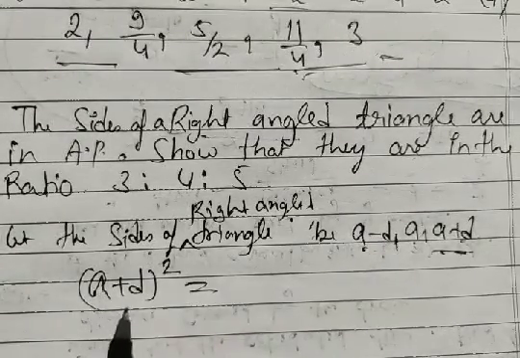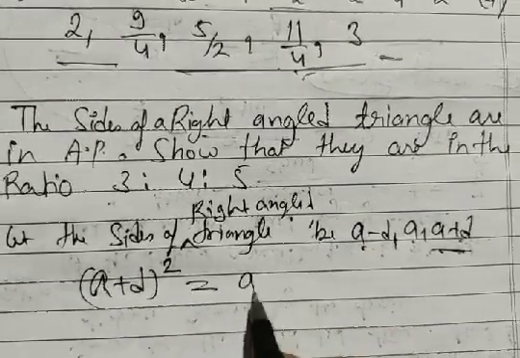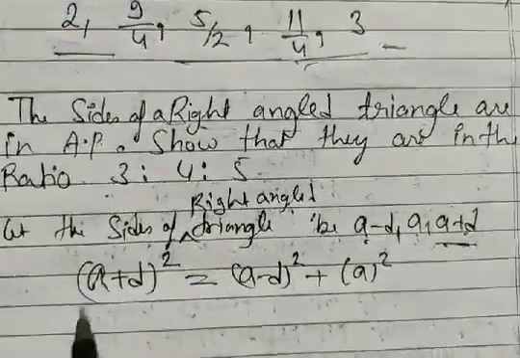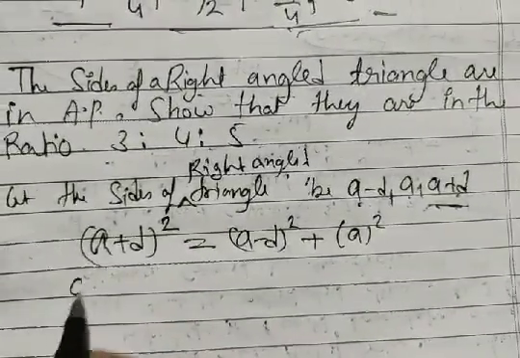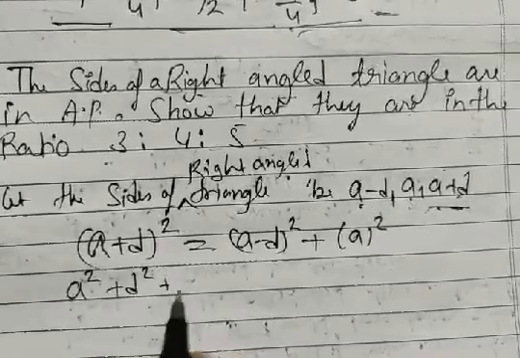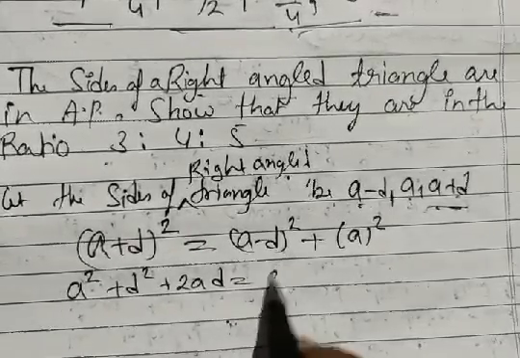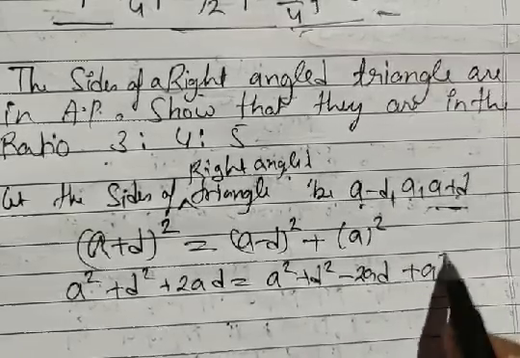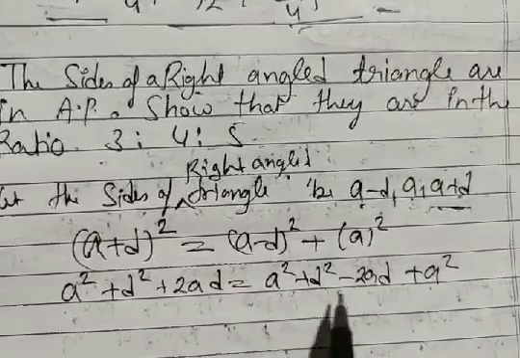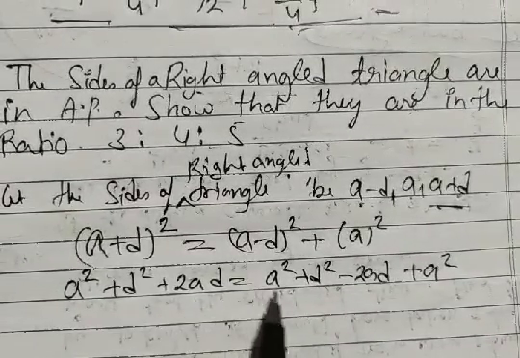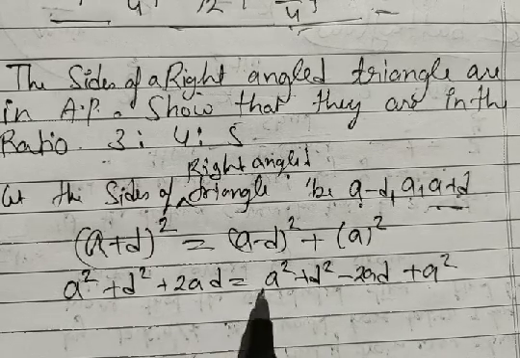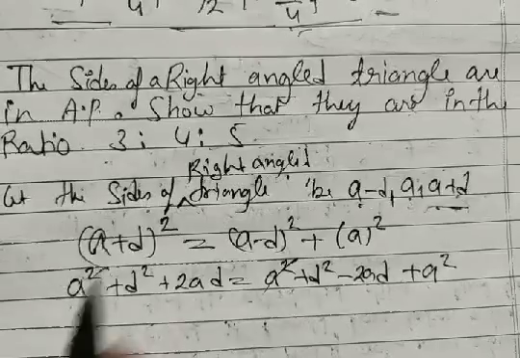Now we have the hypotenuse. Then the other 2 are legs. Take a minus d whole square plus a square. Now we use the identity and expand it: a square plus d square plus 2ad equals a square plus d square minus 2ad plus a square. Now we solve it, shifting all a to the left hand side and all d here. Then what do we get? First of all, we can cancel out this a square.